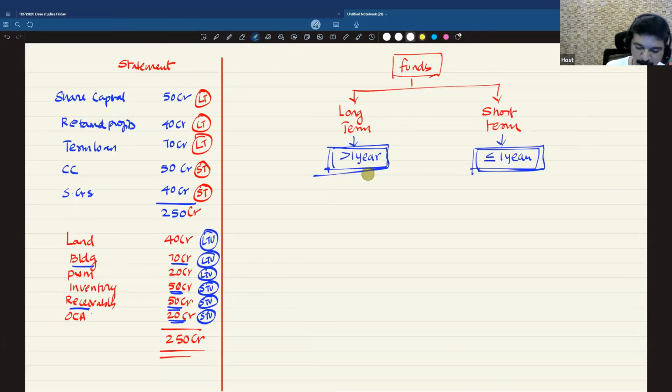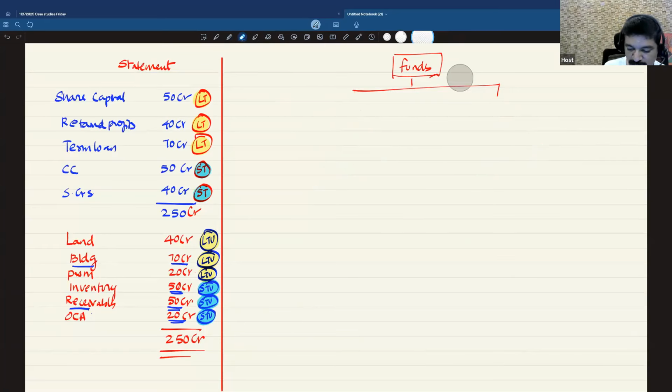So understand one thing. We have classified the uses into long-term uses, and we have classified the sources as long-term sources. And on the usage side, we have also classified short-term uses, and correspondingly we also have short-term sources. I think the structure of this statement has to undergo a change based on the timing of the source and use. How many of you agree with me? If you're agreeing, just type agreed.